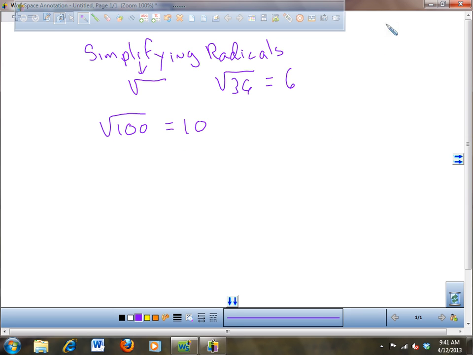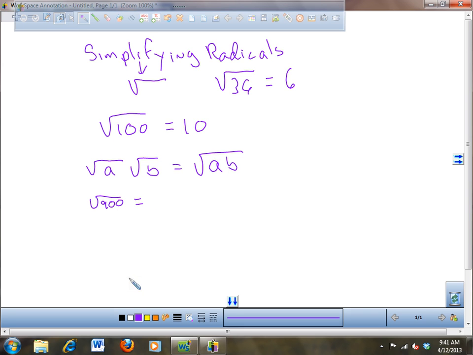Okay. Now, when you simplify radicals, you look for square roots that are inside the radical. But first you have to understand a property of radicals. And one property of radicals is that the square root of a times the square root of b is equal to the square root of a times b. Okay? For instance, let me give you a specific case. Say I have the square root of 900.